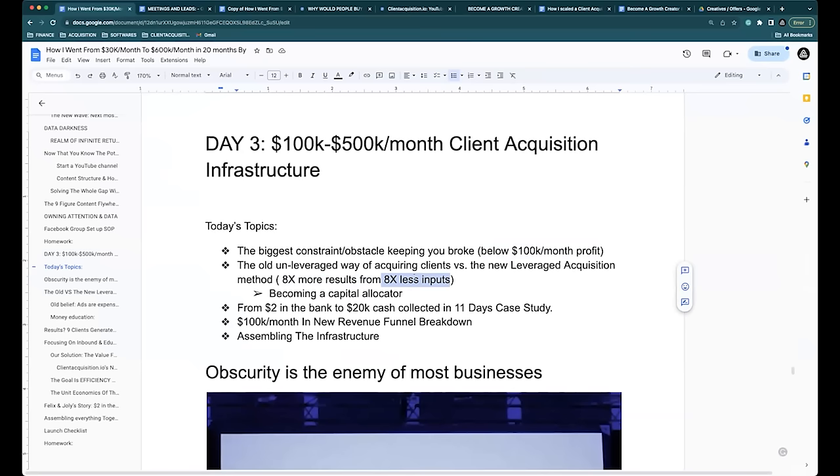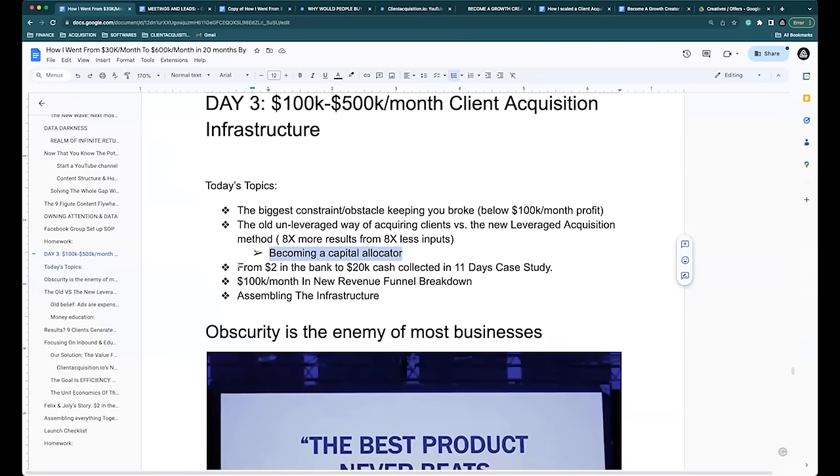So from working 8 times less, in other words, right? By becoming a capital allocator, from $2 in the bank to 20. I just learned that it's actually 24K. Or 25K in cash in 14 days by Felix.